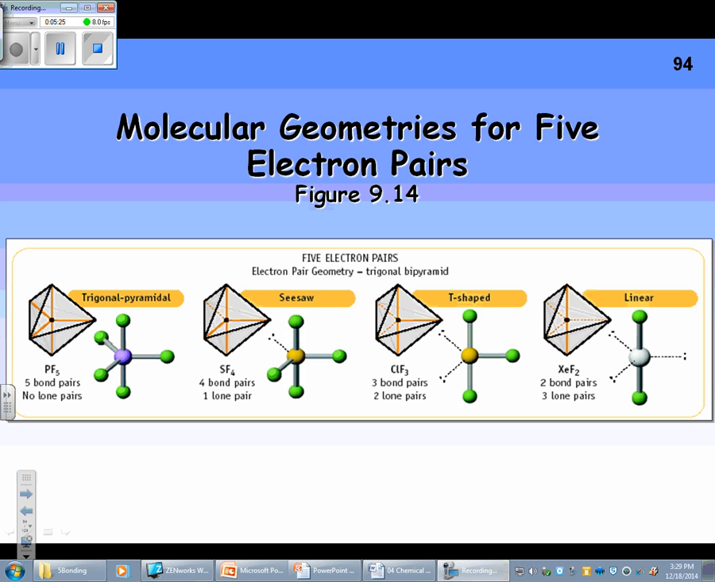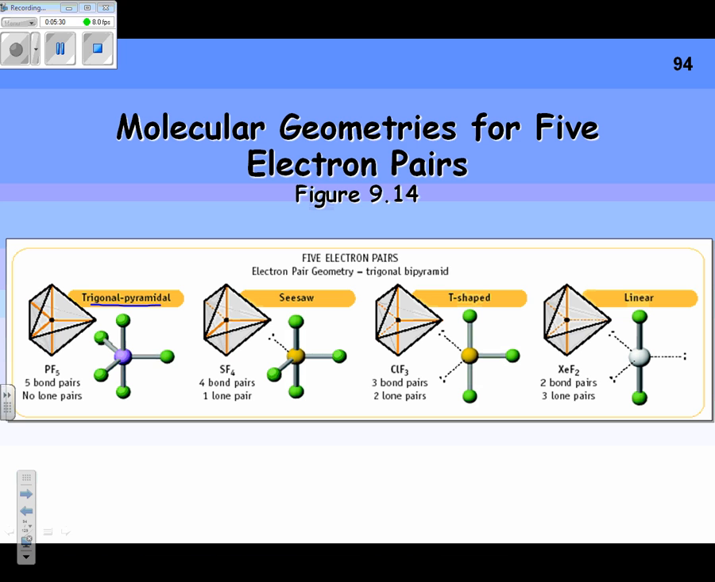Now, if we have five things around a center atom, all bonded, it is trigonal bipyramidal, with no unshared pairs. If we have unshared pairs, and a lot of times on the AP exam they do ask how unshared pairs affect molecular geometry, you're going to need to talk about three different points. They take up more space than a bonding pair, and that is because they are only attracted to one nucleus.